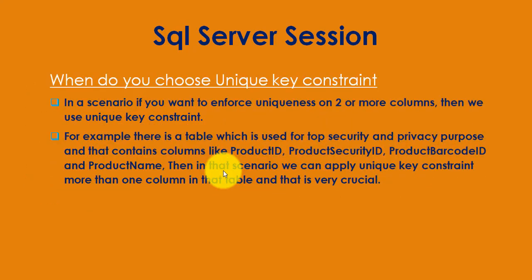And when do you choose the unique key constraint? That is the most important point we need to discuss. In a scenario where you want to enforce uniqueness on two or more columns, then we use the unique key constraint. For example, if there is a table used for top security and privacy purposes, containing columns like product ID, product security ID, product barcode ID, and product name, then in that scenario we can apply the unique key constraint on more than one column in that table, and that is very crucial.